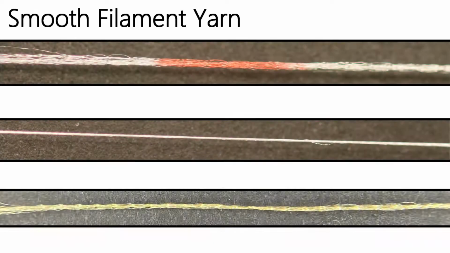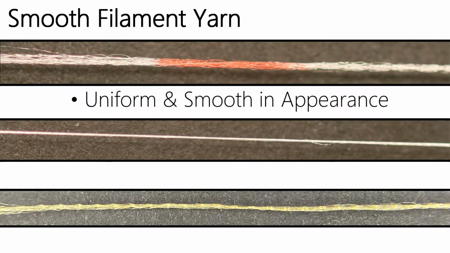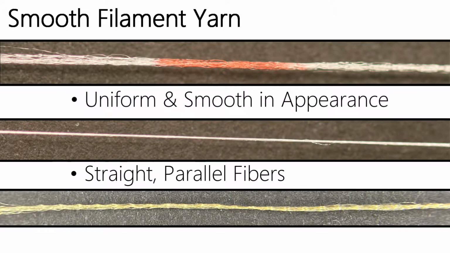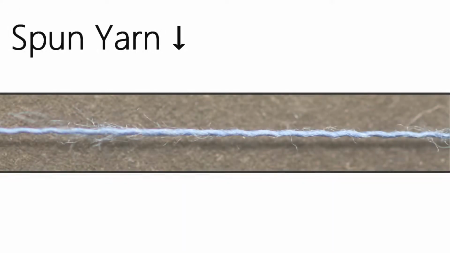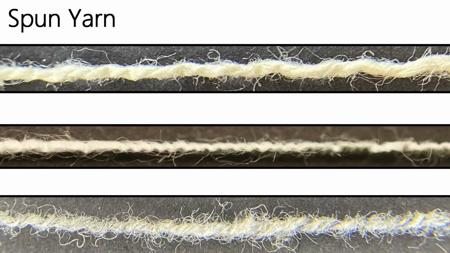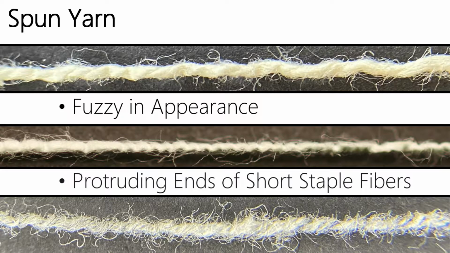Smooth filament yarns are characterized by their uniformity and smoothness as a result of straight, near parallel fibers. If we compare this to a spun yarn, you can see that they have a fuzzy texture. This appearance is caused by the ends of short staple fibers which protrude along the yarn's length.